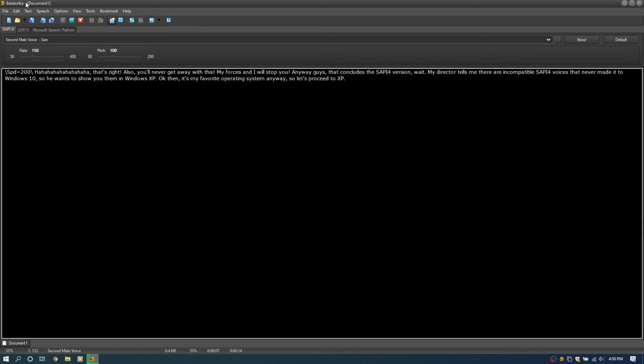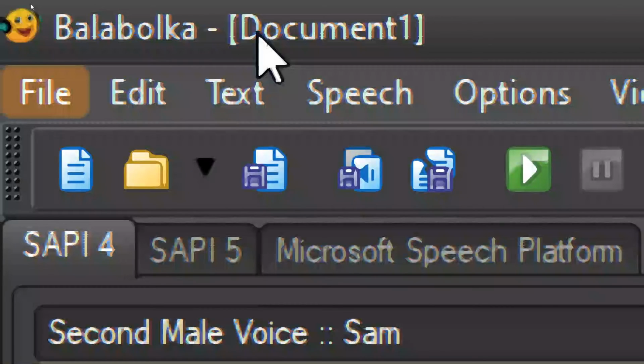Anyway guys, that concludes the SAPI 4 version. Wait. My director tells me there are incompatible SAPI 4 voices that never made it to Windows 10, so he wants to show you them in Windows XP. Okay then, it's my favorite operating system anyway, so let's proceed to XP.